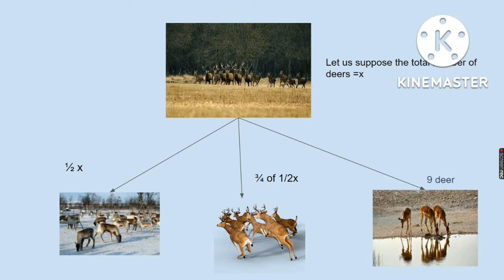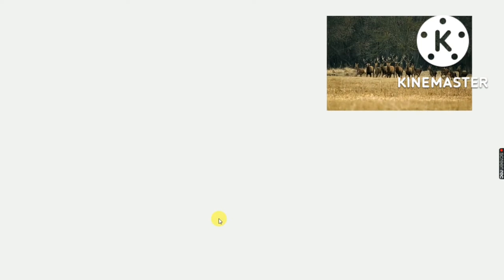If we add these 9 deer, the 3/4 of half of the deer, and these half deer, it would constitute the total number of deer. So we can write it as 1/2x plus 3/4 of the remaining deer plus the deer drinking water is equal to the total number of deer.